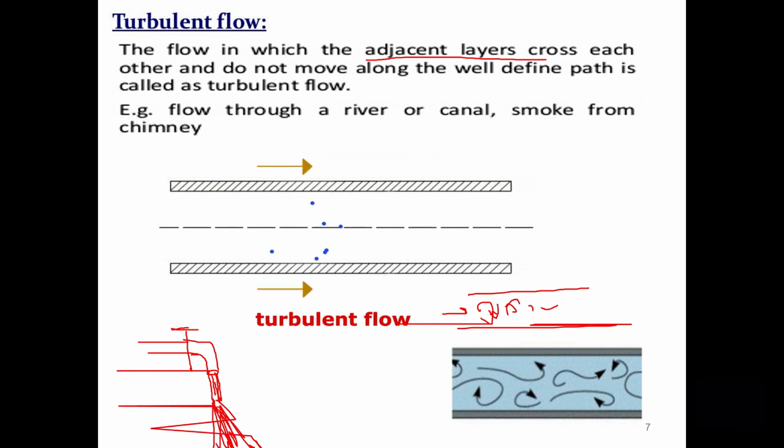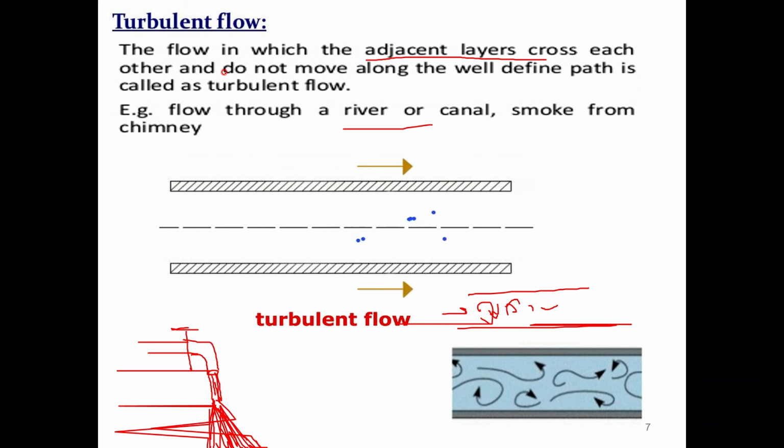So this is what we call a turbulent flow. Turbulent flow means what? The flow in which the adjacent layers cross each other and do not move along a well-defined path is called a turbulent flow. Example, flow through a river. River flow, you can see it is very much turbulent.